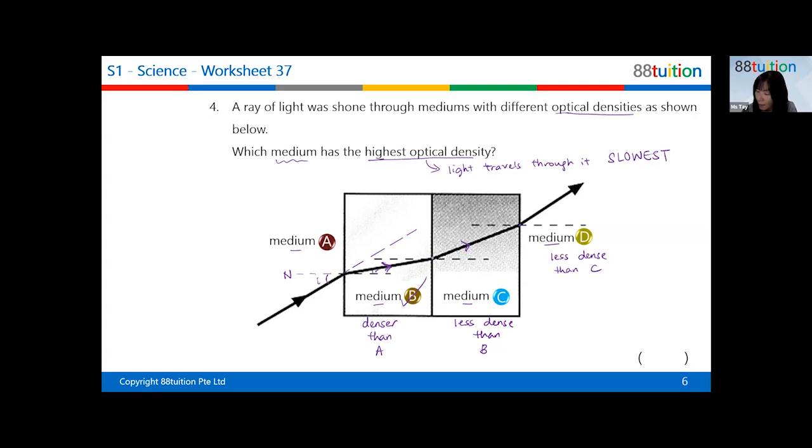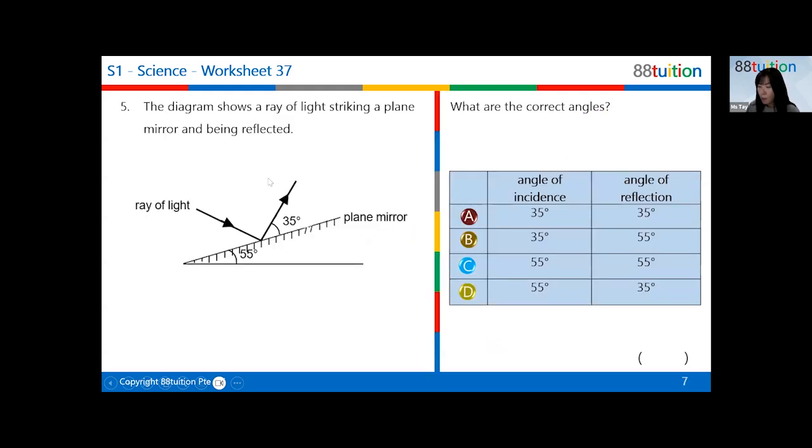Then after that, when it enters this third medium, you see that suddenly this angle becomes so big. What does it tell us? That means this medium must be less dense compared to B. That's why light picks up its speed. It bends away from the normal. And then here, it bends even more. Can you see the size of the angle actually becomes bigger and bigger? So the bigger the angle, that means what? The lesser the density. Let's go on now.